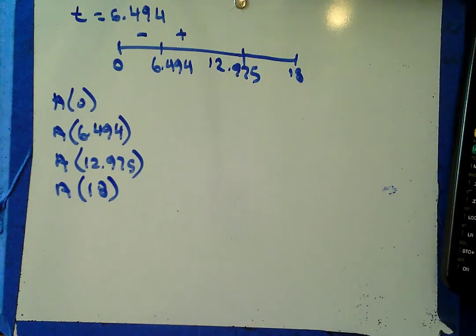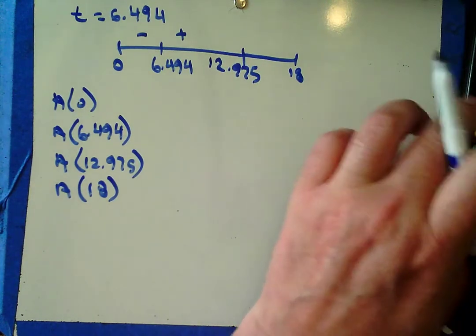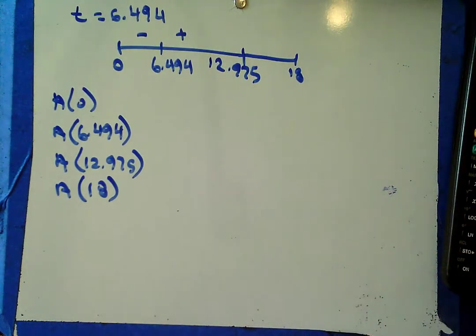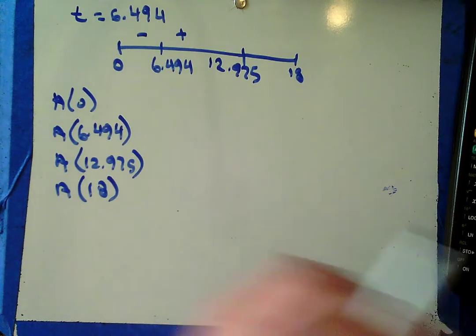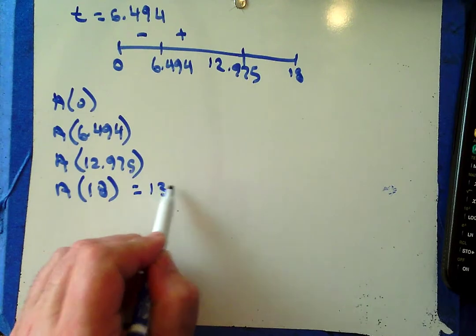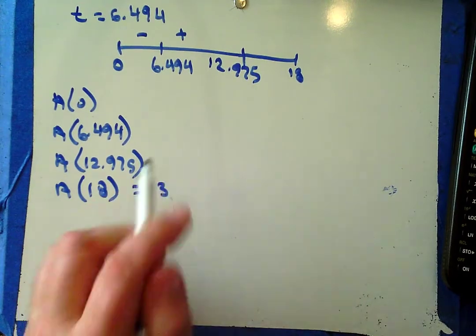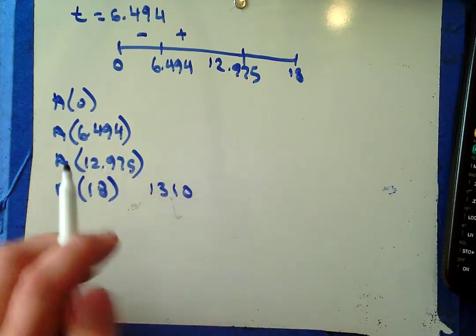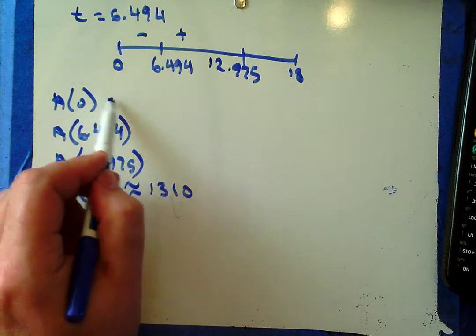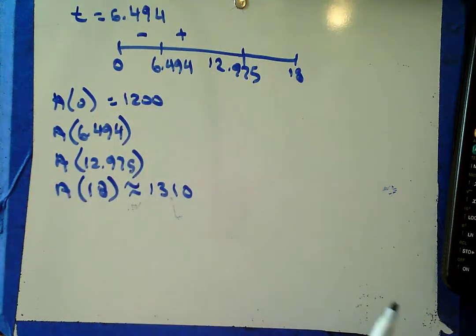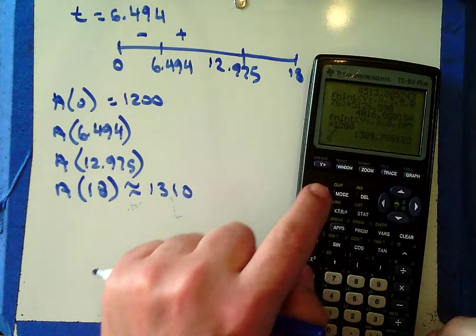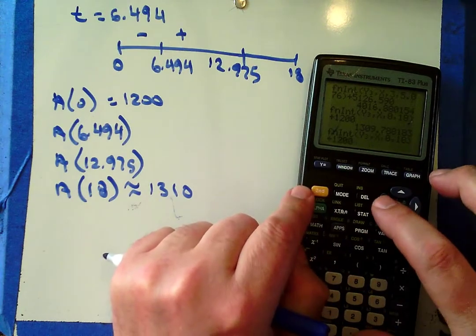So we already found the amount at 18, but sadly I didn't record that value. Maybe it's still over here. 0 to 18 plus 1,200 gallons. That looks like 1310 approximately. And here we had 1,200. So now let's do our amount function calculation again.